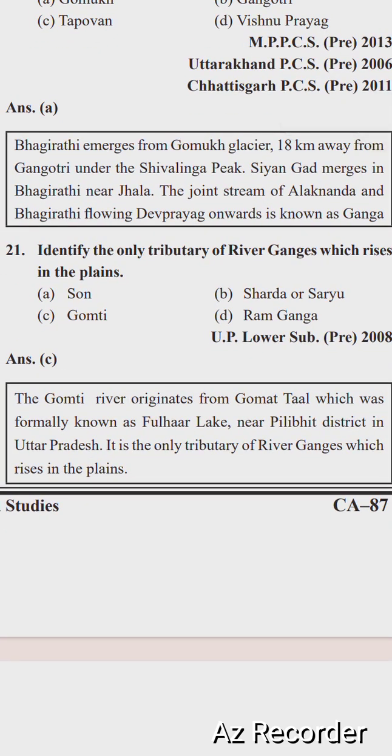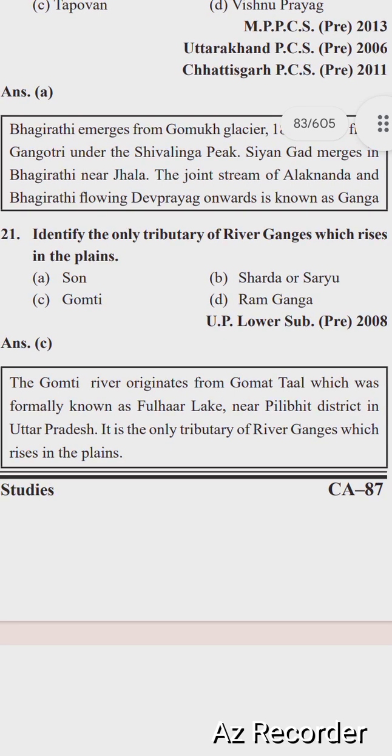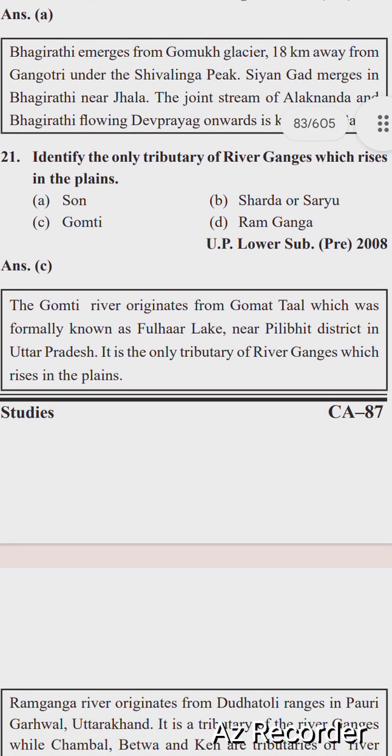Identify the only tributary of river Ganga which rises in the plains. Options A, Son, B, Sarda or Saryu, C, Gomti, D, Ramganga. Option C, Gomti. The Gomti river originates from Gomat Tal, formerly known as Fulhar Lake, near Pilibhit district of Uttar Pradesh. It is the only tributary of river Ganga which rises in the plains.